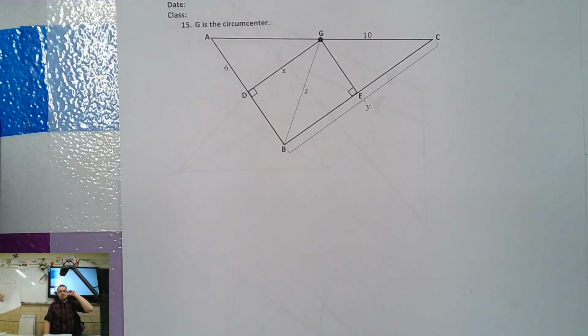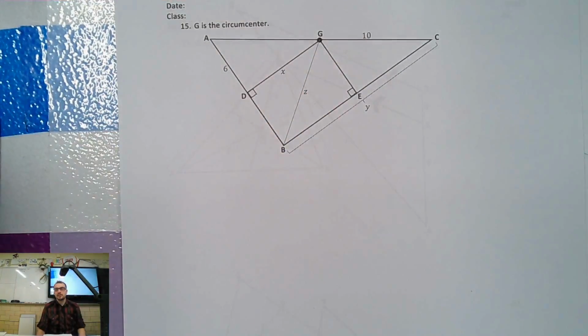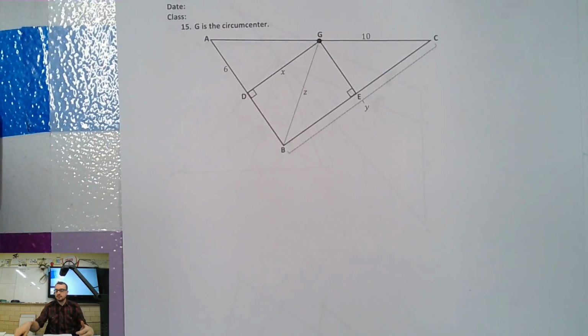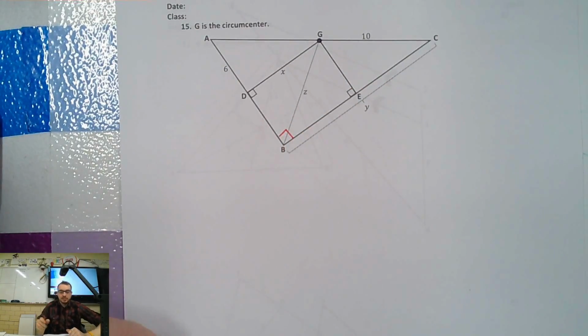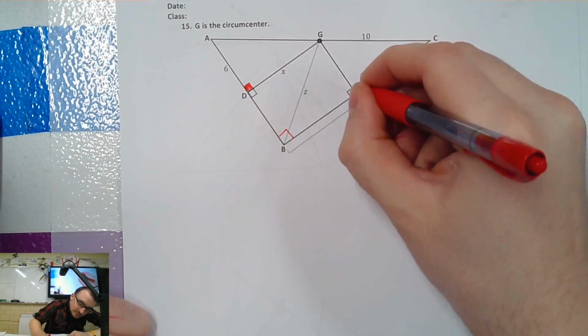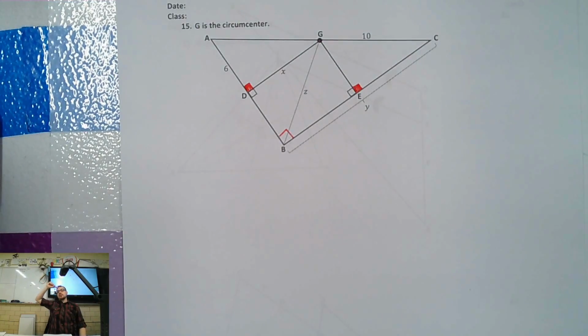All right, so G is the circumcenter. Well, if the circumcenter is on the triangle, then what kind of triangle must ABC be? A right triangle. So that's a right angle. These are all right angles, so we have a lot of right triangles. If you have right triangles, you should be thinking Pythag and or similar triangles, right? For this, we're just going to do Pythag.